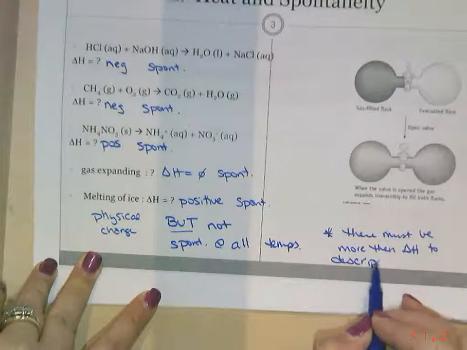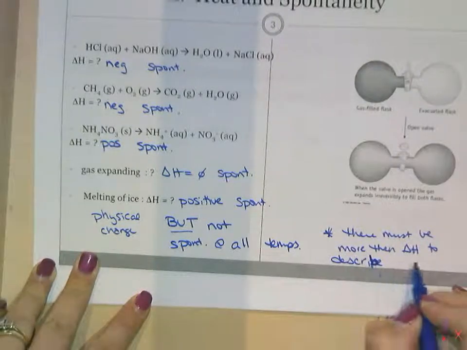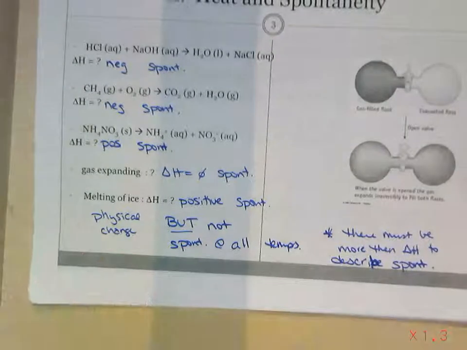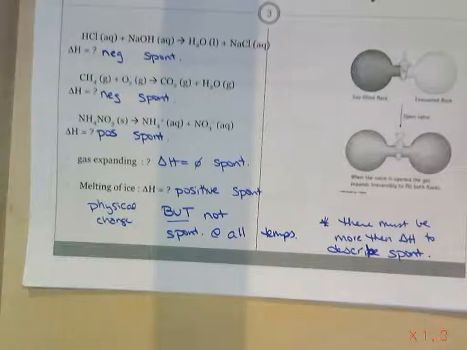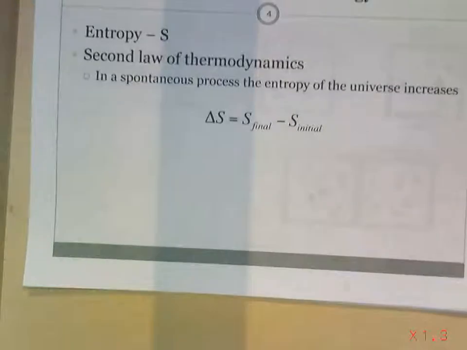Oop, that's not right. How do you spell it? Describe? There we go. Everyone get that spont is spontaneous? I always misspell it, so I just shorthanded it. Spontaneous. So, how do we know if a reaction is spontaneous if delta H is not enough to tell us? Let's talk about some entropy.